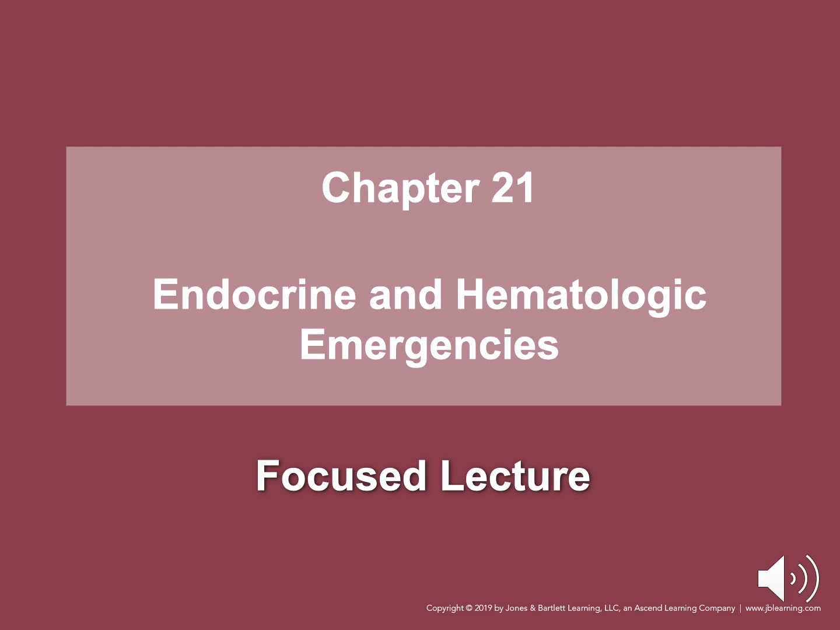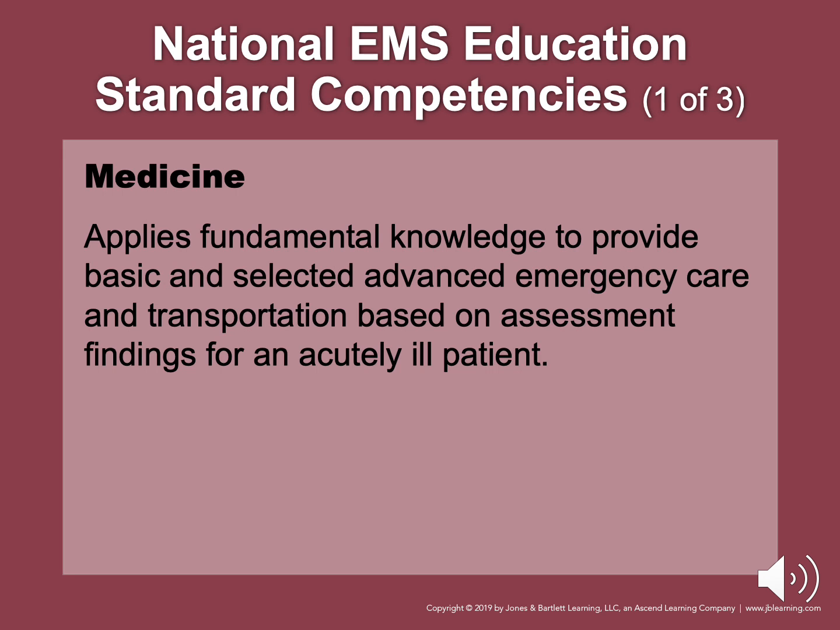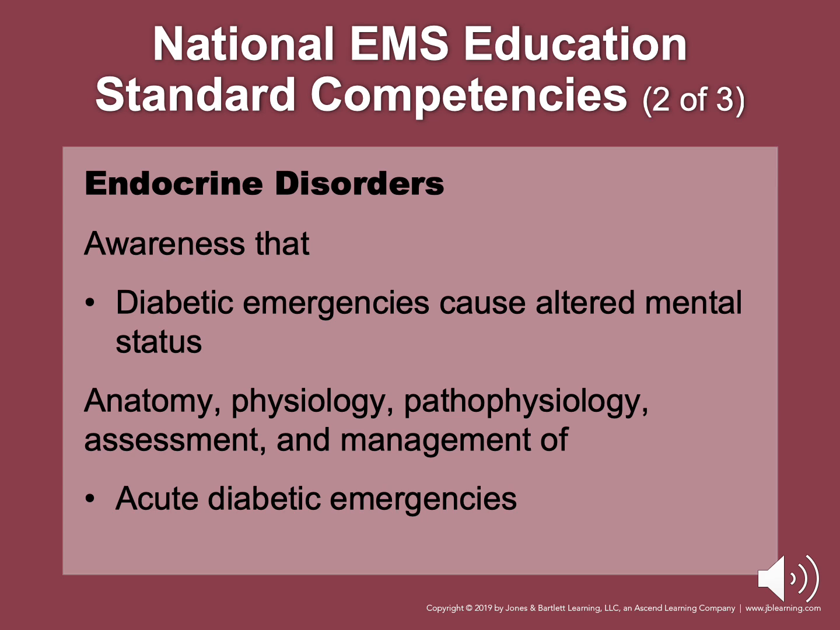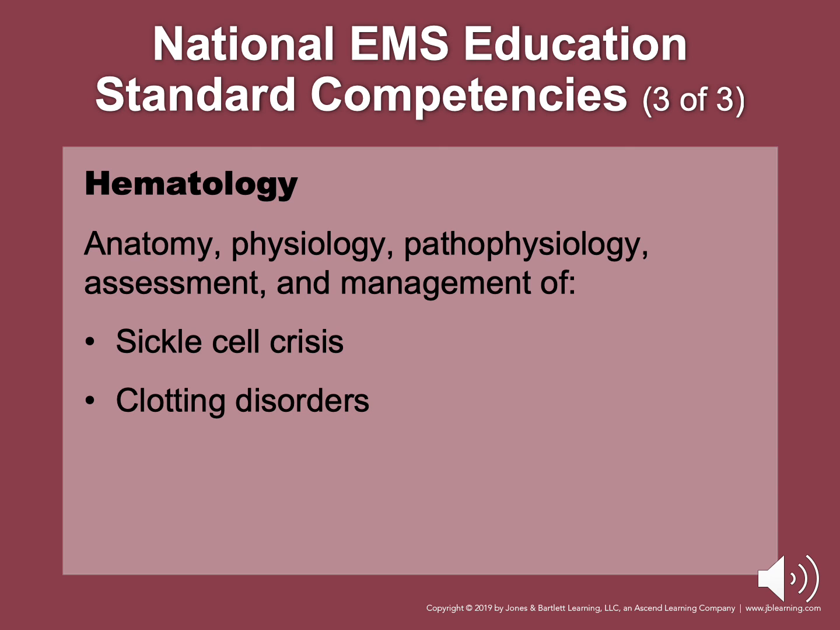Alright, chapter 21 is going to be endocrine and hematologic emergency. Endocrine disorders: have awareness that diabetic emergencies can cause altered mental status, and then we will review the anatomy, physiology, pathophysiology, assessment, and management of acute diabetic emergency. Hematology will go over the anatomy, physiology, pathophysiology, assessment, and management of sickle cell crisis and clotting disorder.